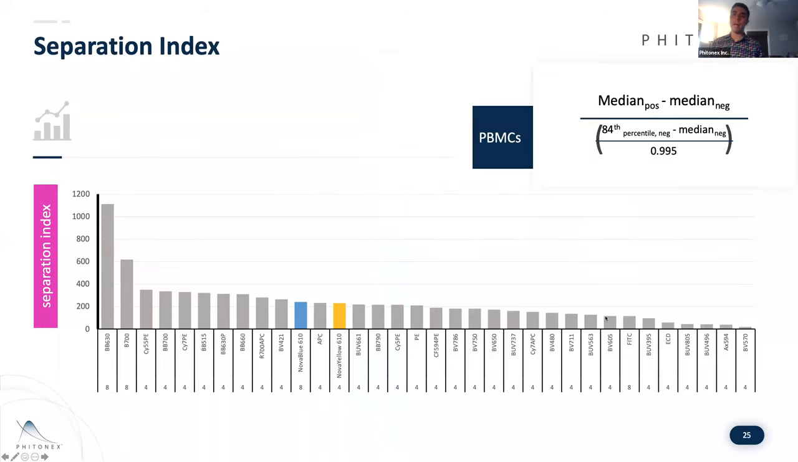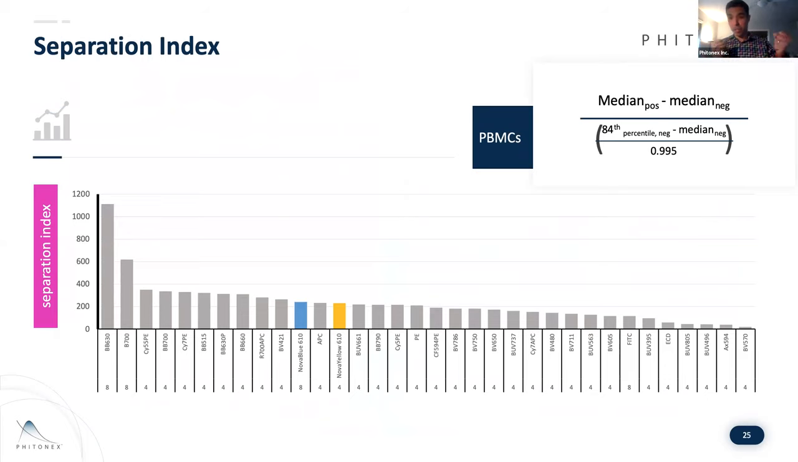So what does it mean for the biology, right? Because I think it's very interesting when you get into the notion of brightness, what does that really mean? The way that we've looked at it is that there's brightness, and there's also separation, and then there's spillover, right? So it's how does that all mix together, right? So we also looked at separation index.